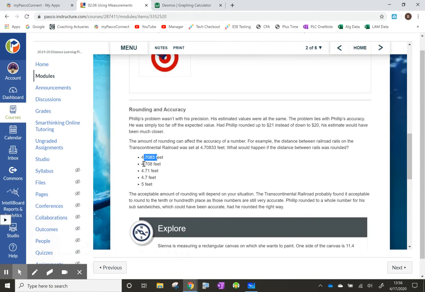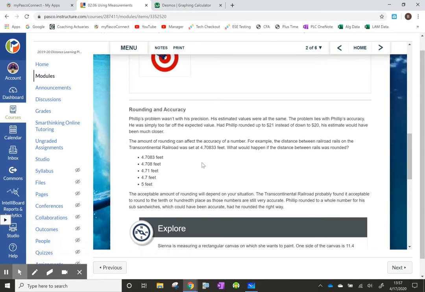If we rounded it to 3 decimal places, it'd be 4.708. If we rounded it to 2 decimal places, it'd be 4.71. If we rounded it to 1 decimal place, it'd be 4.7. But if we rounded it to the nearest foot, it'd be 5 feet. So which one of these is right? They're all the same number, just rounded. How far you round things is going to depend on your situation.